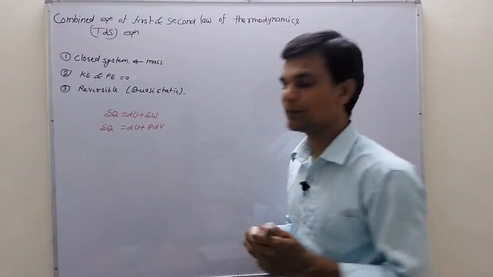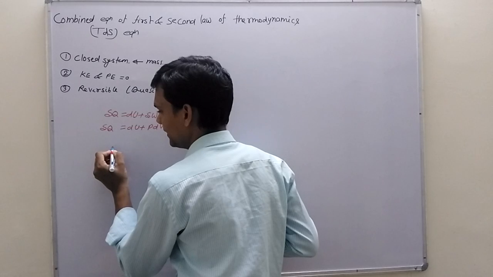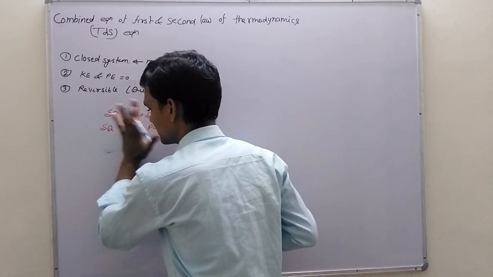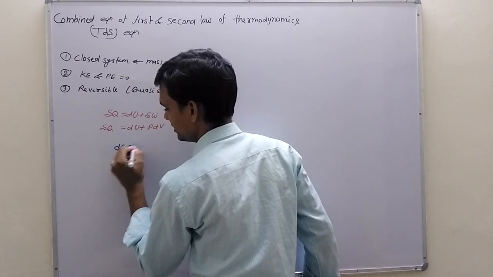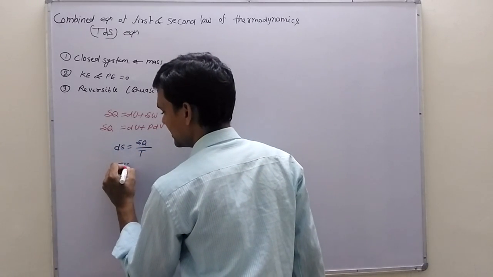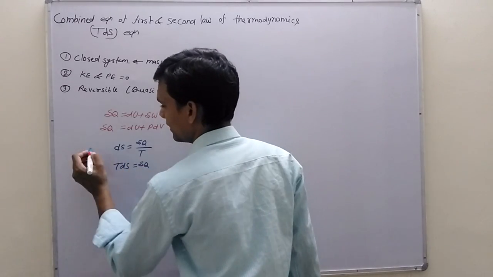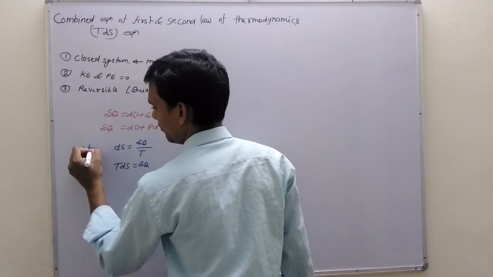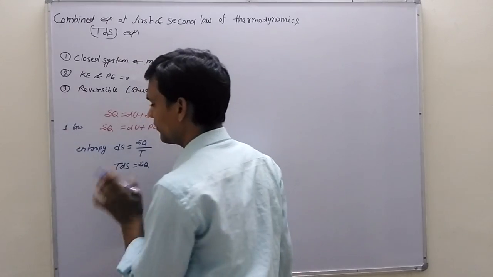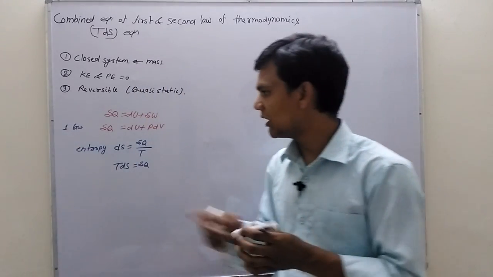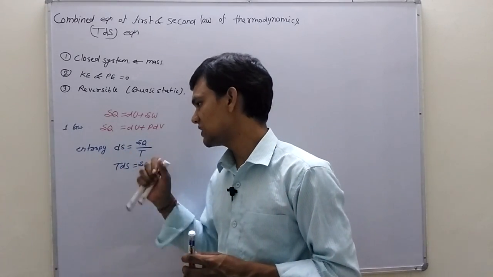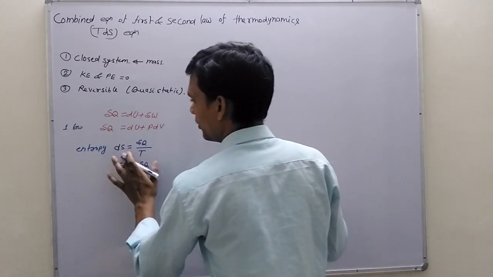Now you know very well the formula of entropy, that is dS is equal to del Q by T. We can modify this formula: TdS is equal to del Q. This is our formula of entropy, and that was the first law of thermodynamics. If you don't know about entropy, you can see my last lecture about entropy.